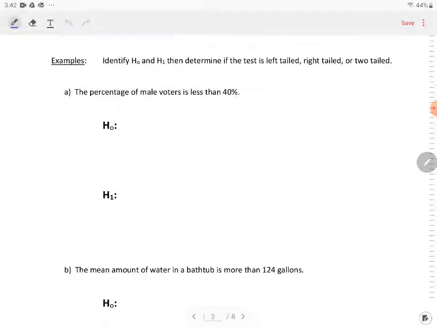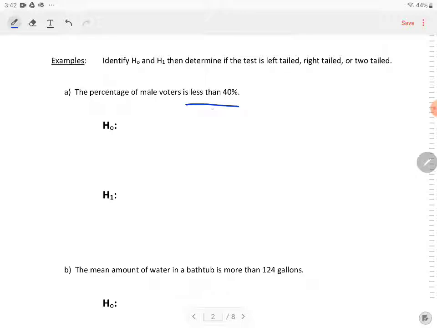So let's see, how do we write these up? Let's practice just basic writing. Identify H0 and H1. Then determine if the test is left-tailed, right-tailed, or two-tailed. So what we want to do is decide what it is, and then we'll draw a picture to help us decide if it's left-tailed, right-tailed, or two tails.